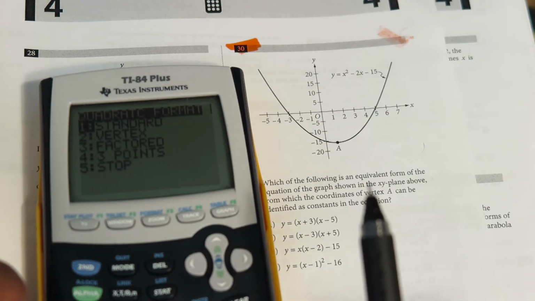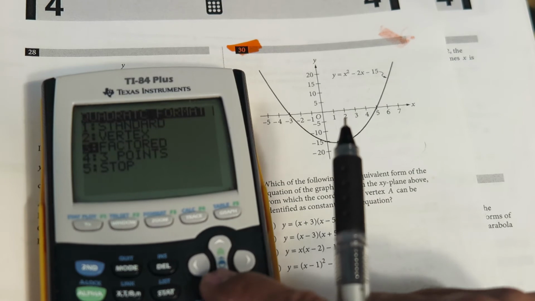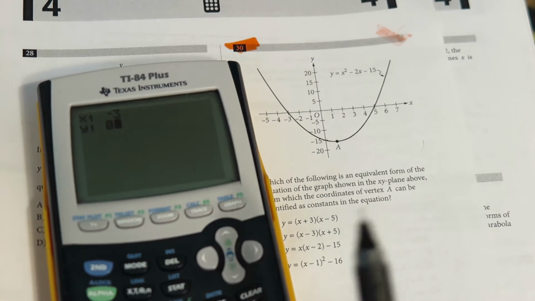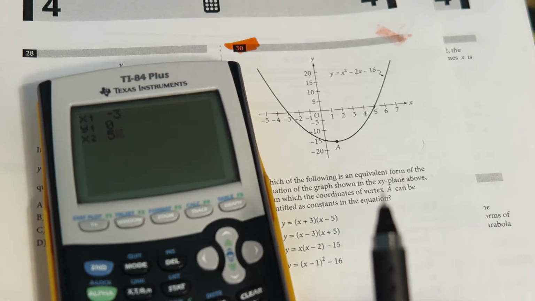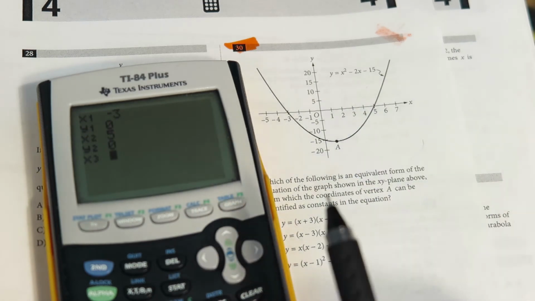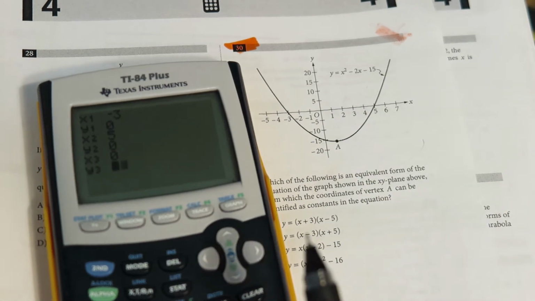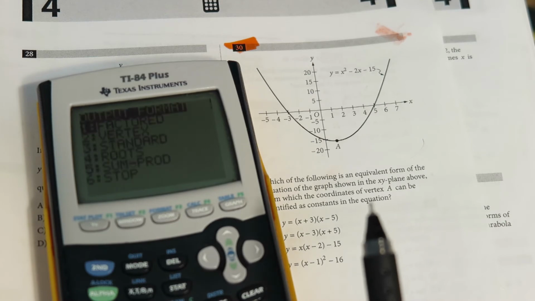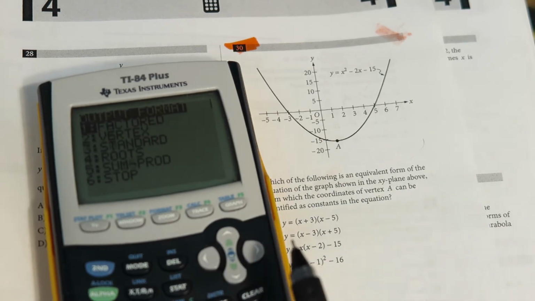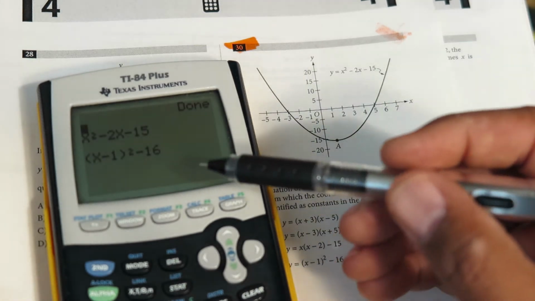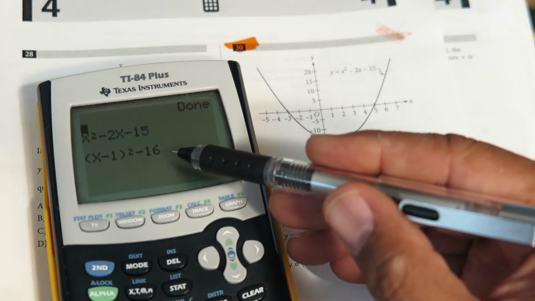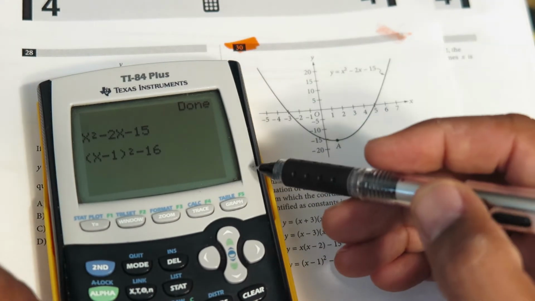So let's choose option 4. Go down to option 4. So we know 3 points. One of the points is a negative 3, 0. Another point is 5, 0. And then our last point is 0, negative 15. So we're going to put in 0, a negative 15. And then we're going to say, what is the vertex form? So we choose option 2. And as you can see, it gives you the standard equation for the 3 points, and it also puts it in the vertex form.